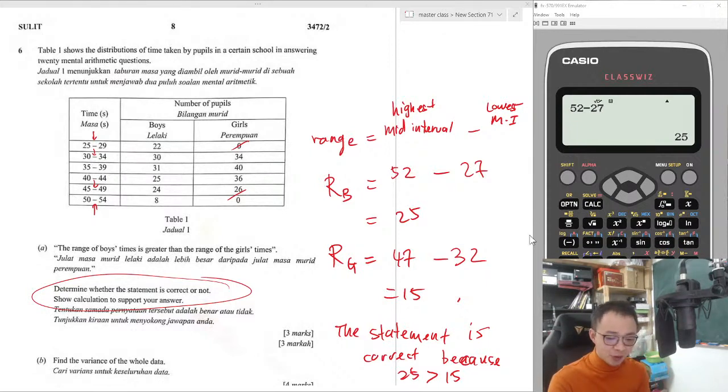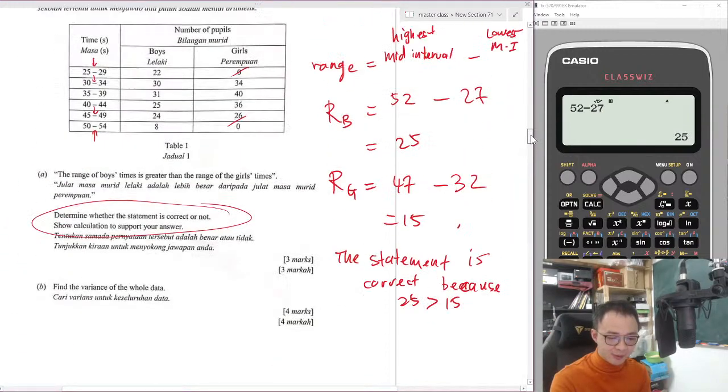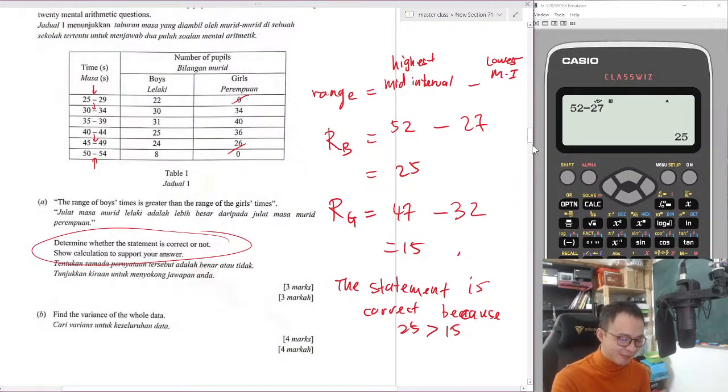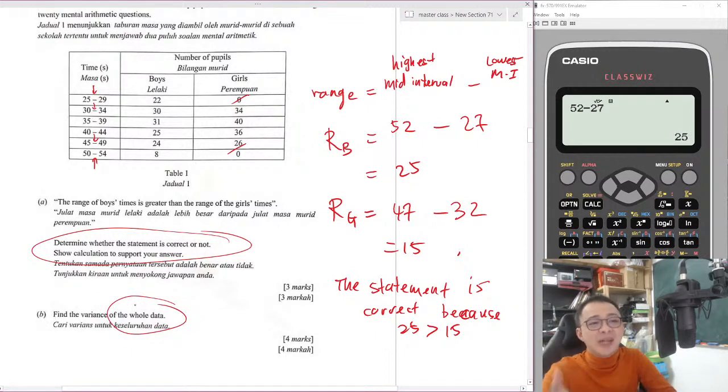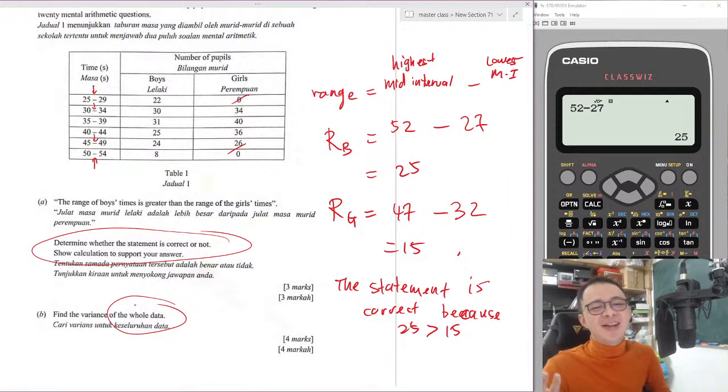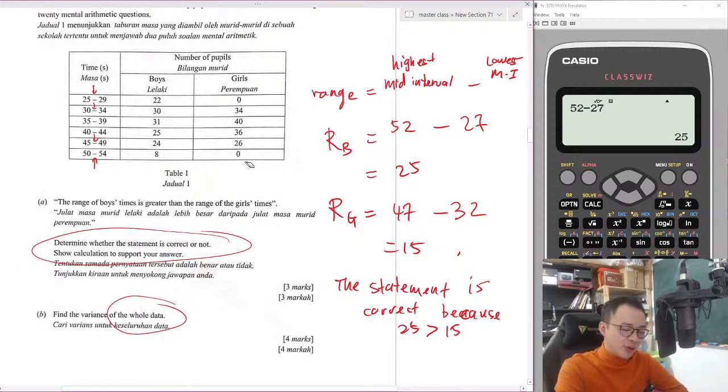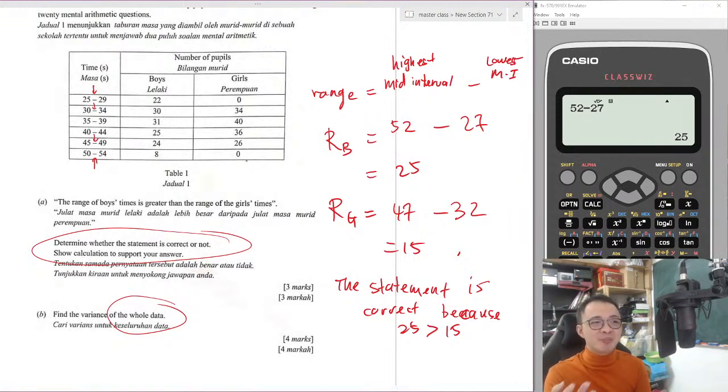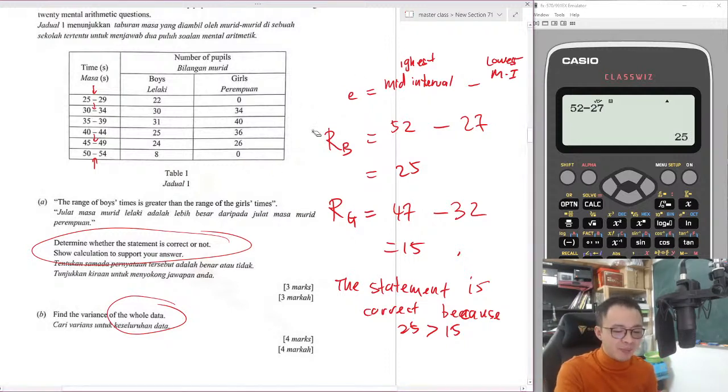Okay, then we go to part B. It's a bit confusing because they say the variance of the whole data. At first I was trying to find the variance of boy and the variance of girl, but right now they want the variance of the whole data. So what I would do is just combine boy and girl, because for the whole data I don't care about boy and girl. I just want to know, for a specific time like 25 minutes to 29 minutes, how many students I have. So I will just join boy and girl here.